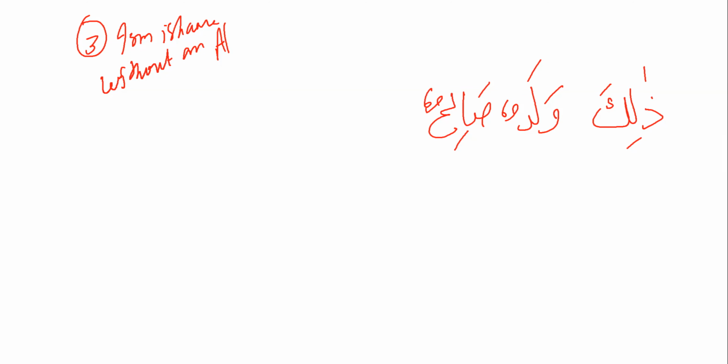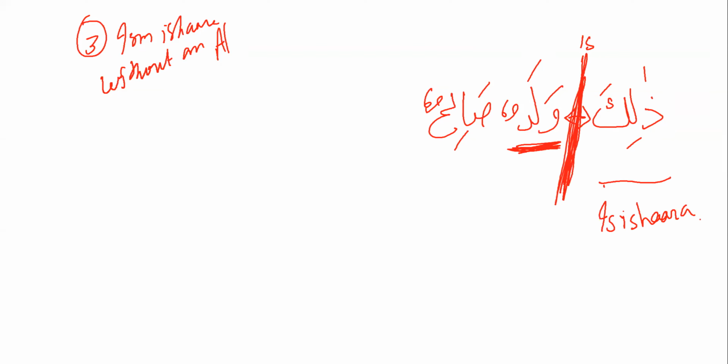Now we have zalika. Zalika is an isme ishara. With isme ishara, we see the next ism. Do you have al or not? No. So you know, because there is no other connection possible between these two isms, that's why we have a break here, which is the break. And so this is one bucket.